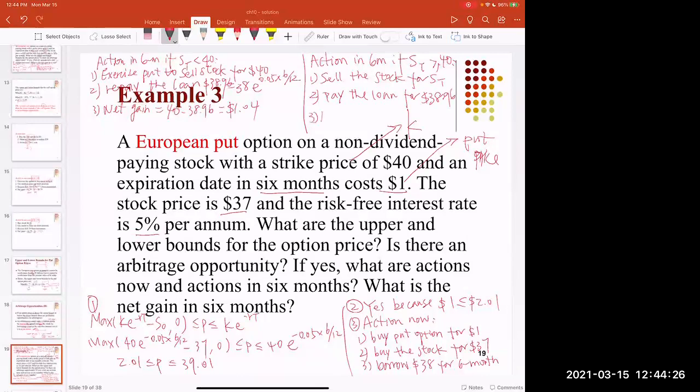And then your net gain would be negative because ST is greater than 40. No, because you sell the stock, that's money you receive, right? We don't know what ST is, but we know ST is greater than 40, right? So ST minus 38.96. So this should be greater than 0, right? That's not a negative, right?